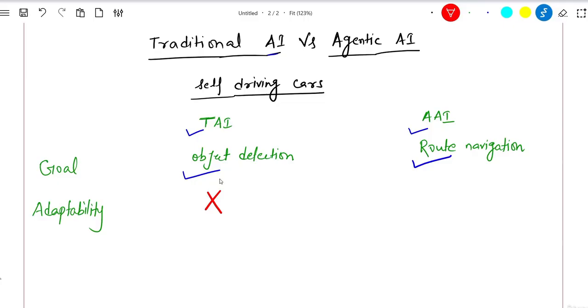On the other hand, agentic AI, even if some problem comes on the way, even if something is not as per plan, even if something is not how it was expected, agentic AI can learn on the go, and from the previous experience it can learn and adapt. So we saw the difference in terms of goal and in terms of adaptability. Now, last but not the least, let's try to understand in terms of autonomy how these two systems will work.